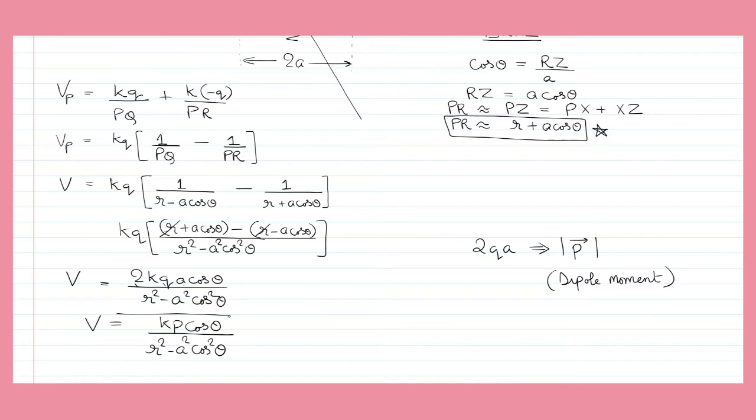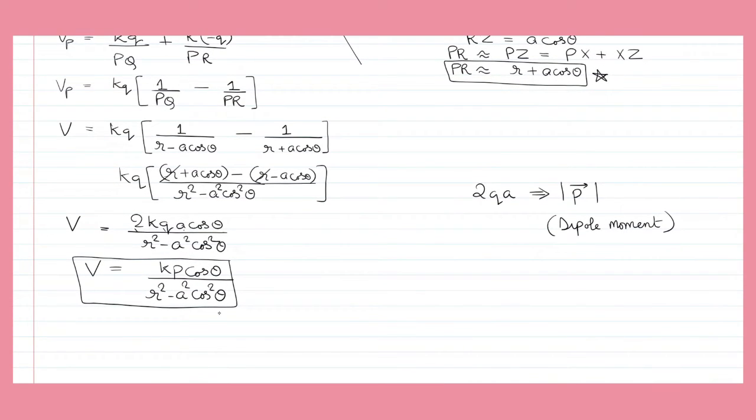Now this is the exact formula, but what we do is normally practically the length of the dipole is very small. So I write here that for a short dipole, this A is very small compared to R.